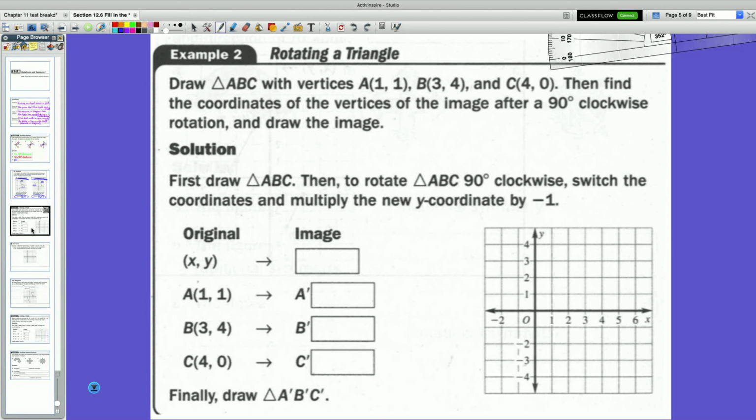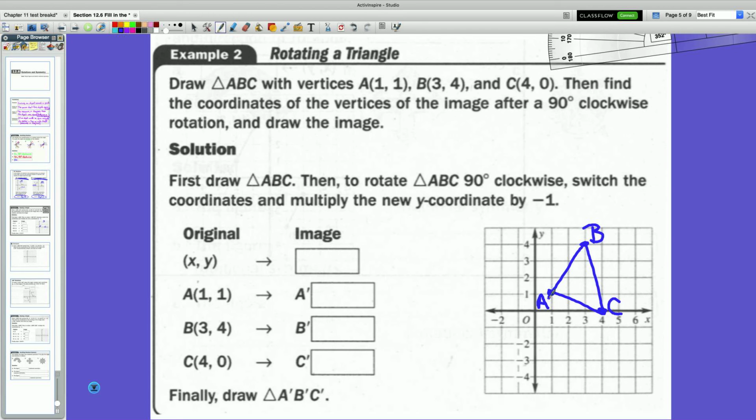Example 2. Draw a triangle ABC with those vertices. Well, that's pretty simple. A is (1, 1). B is (3, 4). Hopefully I don't mess this up like I did last time. C is (4, 0). Connect those dots. Oh, I already messed up. I said B prime, and it's just B. All right, connect those dots.